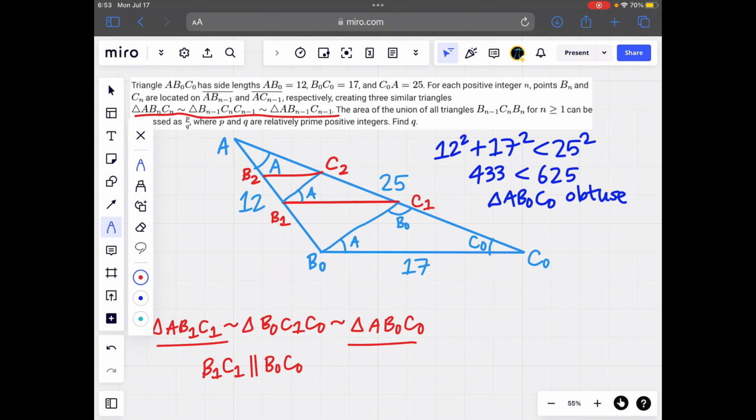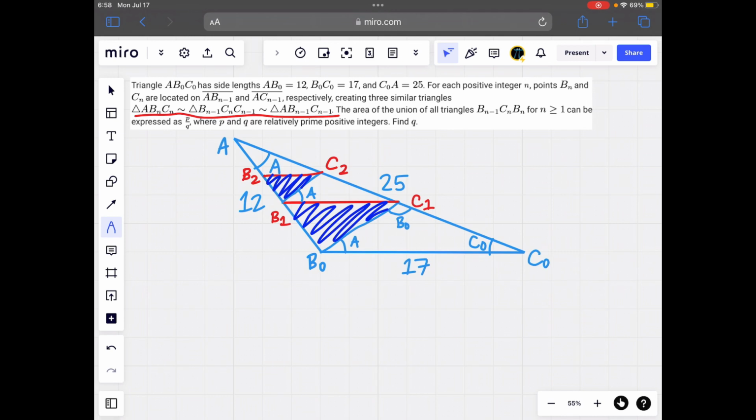We just want to find the area of the union of all triangles Bn-1CnBn. So that starts with B0, C1, B1. I'll shade that in dark blue. It starts with this triangle, and it goes on with this triangle, and so on, all the way up to A. If we want to find the area of all triangles Bn-1CnBn for n greater than or equal to 1, we have to focus on the ratio of the sum of the areas of all those triangles to the area of triangle AB0C0.